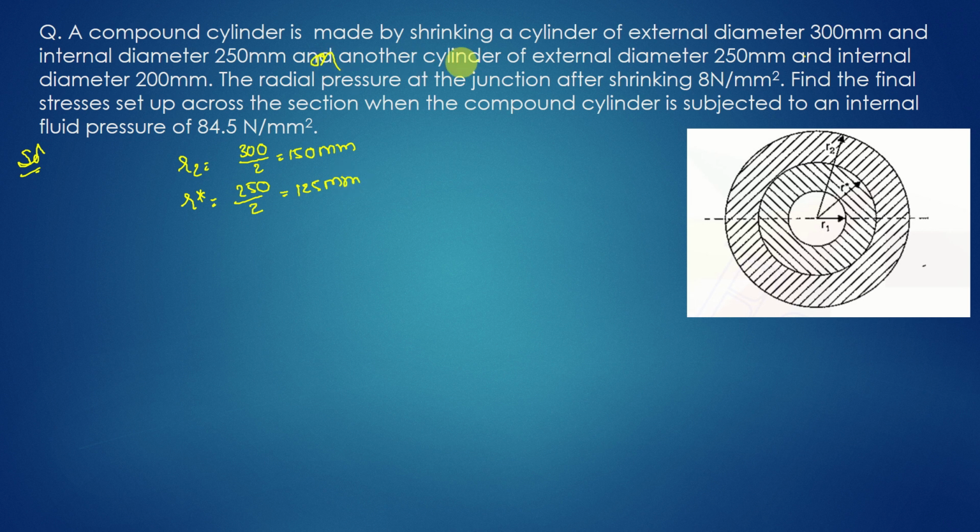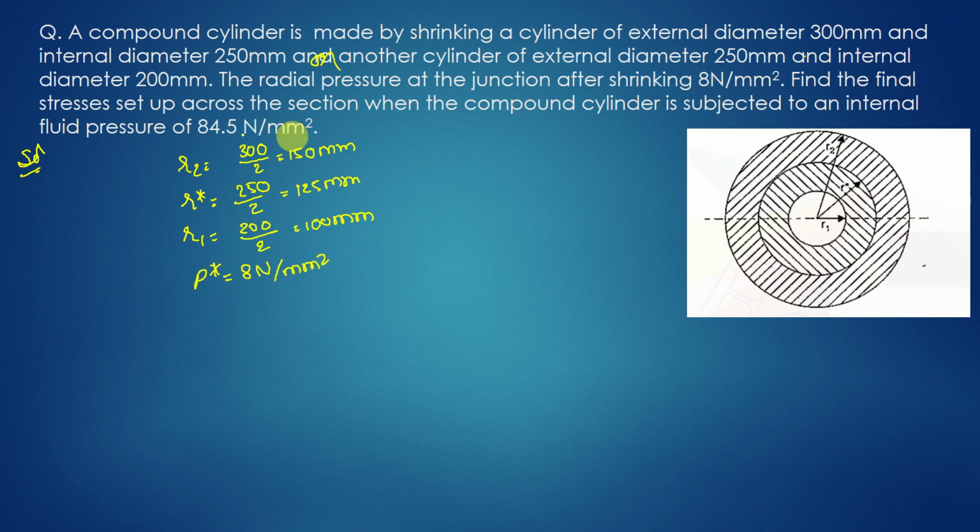And on another cylinder of external diameter 250 mm, see here, 250 outer diameter, the inner radius of the outer cylinder and the outer radius of the inner cylinder are the same, and you will get that as r star, the radius at this junction. They should be the same actually. And the internal diameter is 200 mm, so the radius r1 will be 200 by 2, 100 mm. That is the data given. And one more thing they have given to us, the radial pressure at the junction after shrinking is 8 Newton per mm square. So P star is given as 8 Newton per mm square.